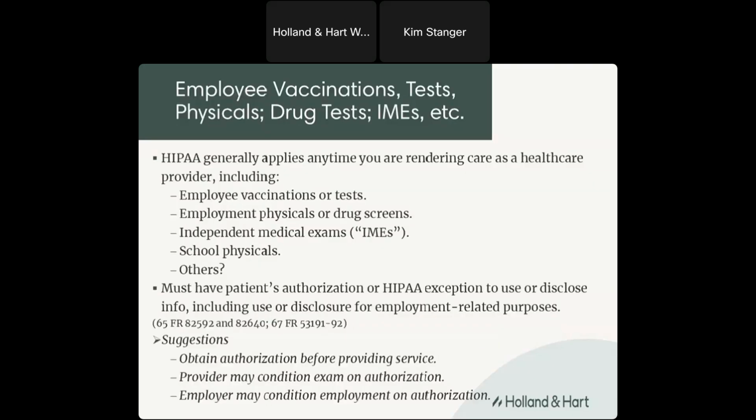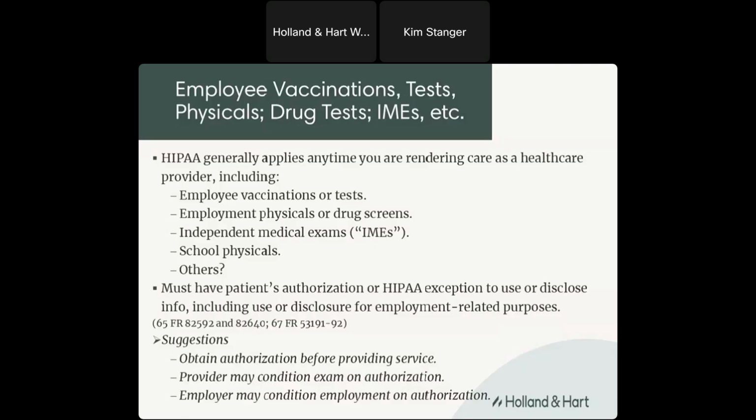A word about employee vaccinations, tests, IMEs, those types of things. A lot of you think, okay, when we're doing these employee vaccinations or when we're doing IMEs, we're really not acting as a healthcare provider, but HHS disagrees. If you are acting as a healthcare provider, then you are a healthcare provider for purposes of HIPAA, and as long as you're engaged in those electronic transactions, then HIPAA applies to whatever you're doing as a healthcare provider, including vaccinations, IMEs, or the like.